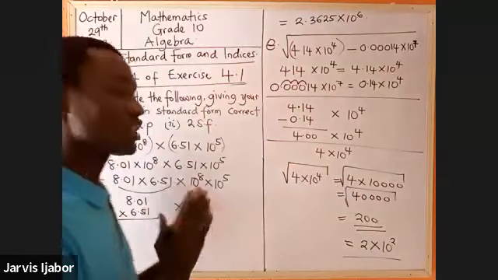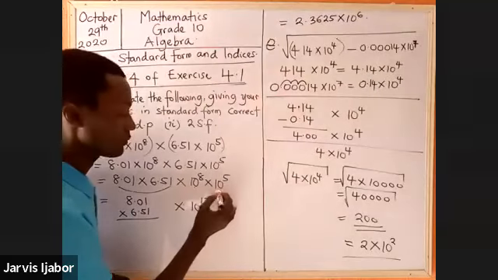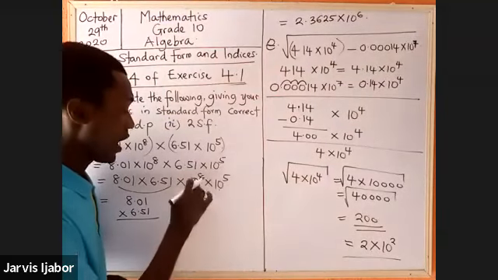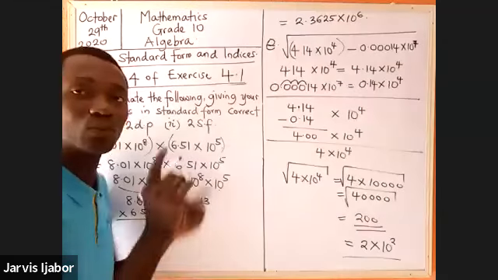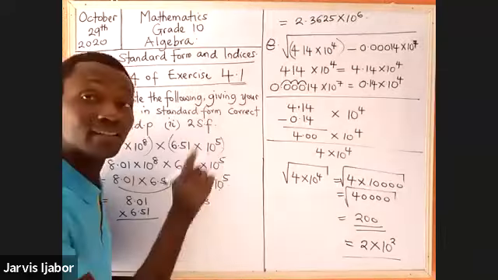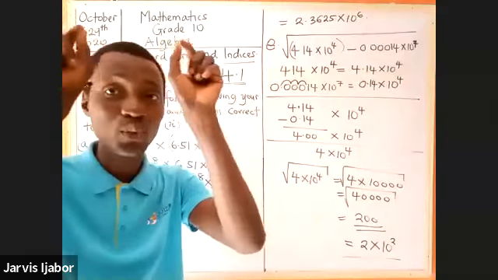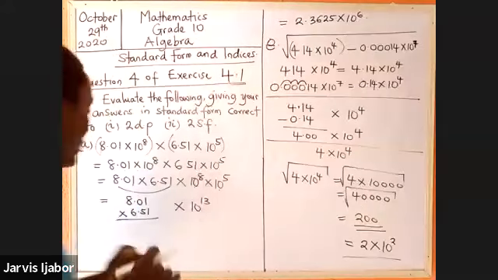But as a general rule, if the bases are the same, you can add up their indices as long as you're multiplying. But if you're dividing bases, what you do to their indices is that you subtract them. All right, we'll get to that.